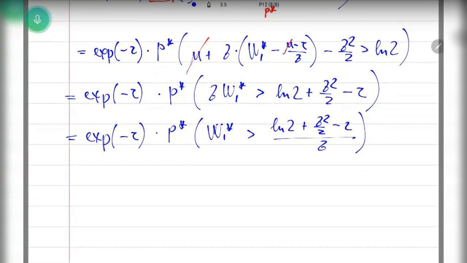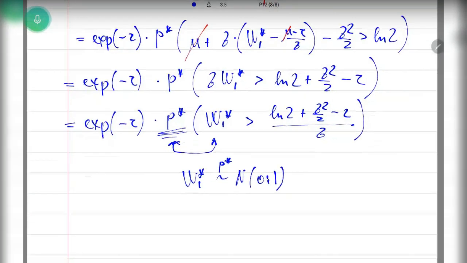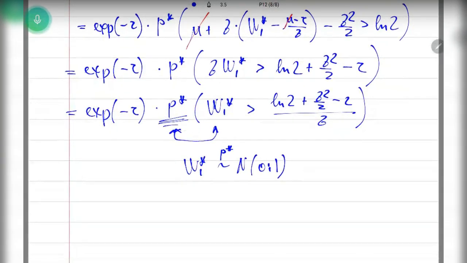But now I see that I have everything I need to know. I don't need an explicit construction of this probability measure P star. I don't need the explicit link between P star and P given by the Radon-Nikodym derivative. All I need to know is that W1 star has a normal 0-1 distribution on P star. That's all I need to know. And hence this is the probability that a standard normal distribution is bigger than this value.